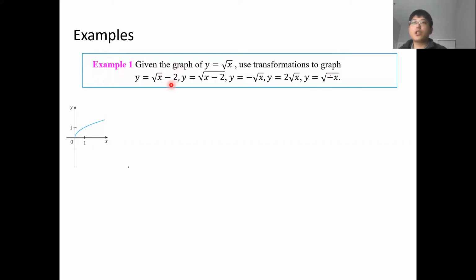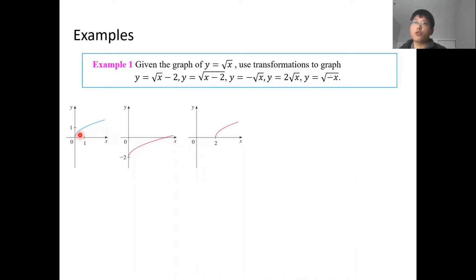For the first one, you see a negative sign over here, and moreover, it's actually outside of the square root. So what you're supposed to do is shift it downward by 2 units. So this is what you will obtain. For the second one, you see a negative sign that's associated with the x over here. So this is essentially f of x minus 2, where the minus 2 is inside the parentheses. So this means you need to shift it to the right.